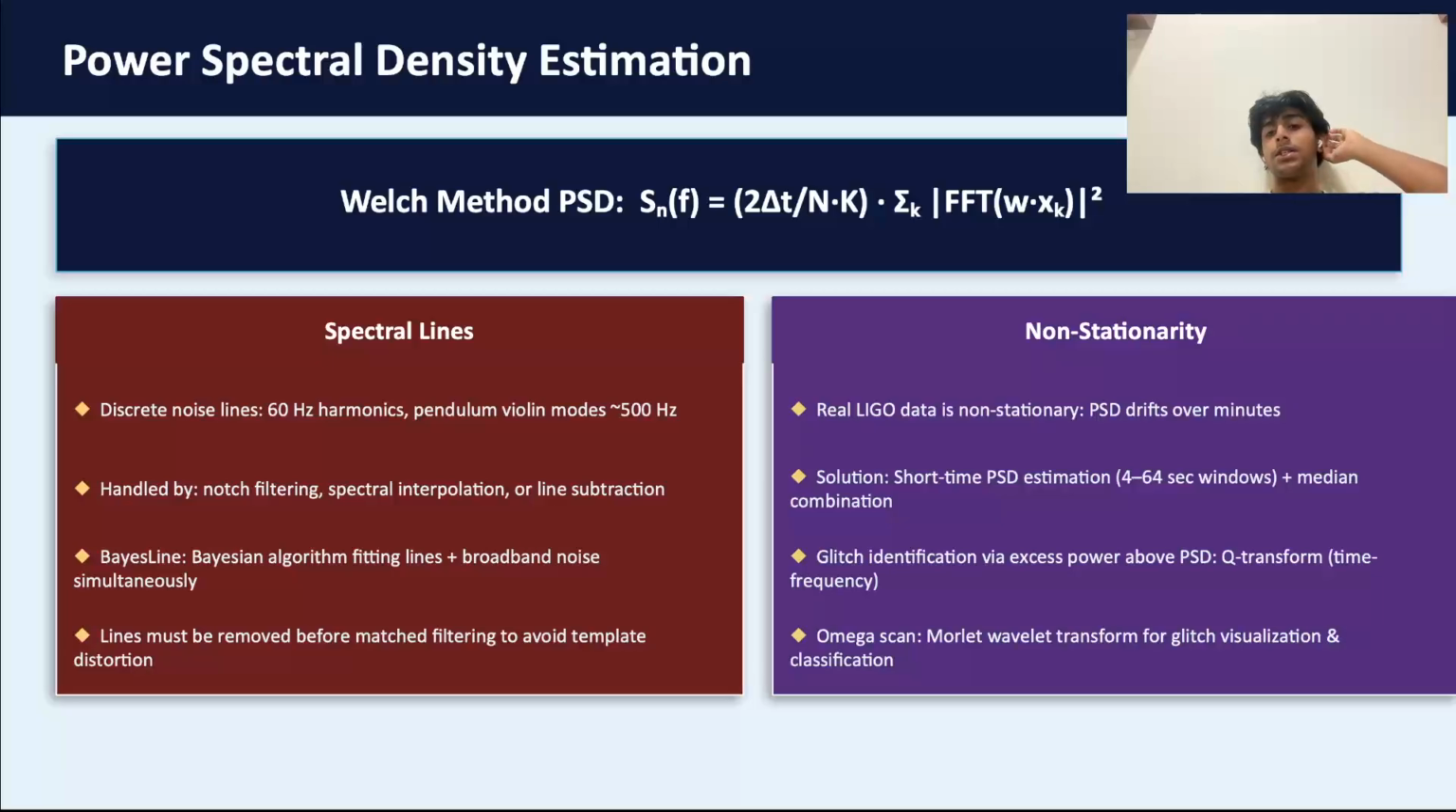Spectral lines, which are 60 Hz harmonics, pendulum resonances, and calibration lines, are handled by BayesLine, which fits the PSD as a smooth continuum plus sharp Lorentzian lines simultaneously. You're not notching the data and discarding those frequencies. You're modeling the noise there honestly, so the match filter weights them correctly.